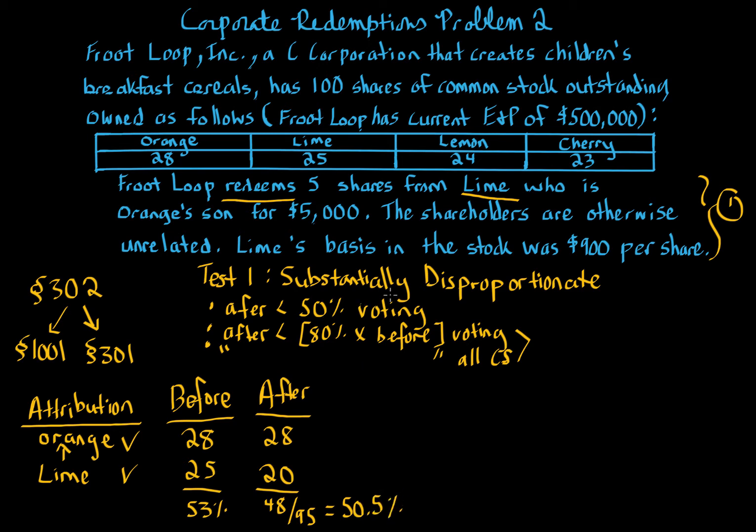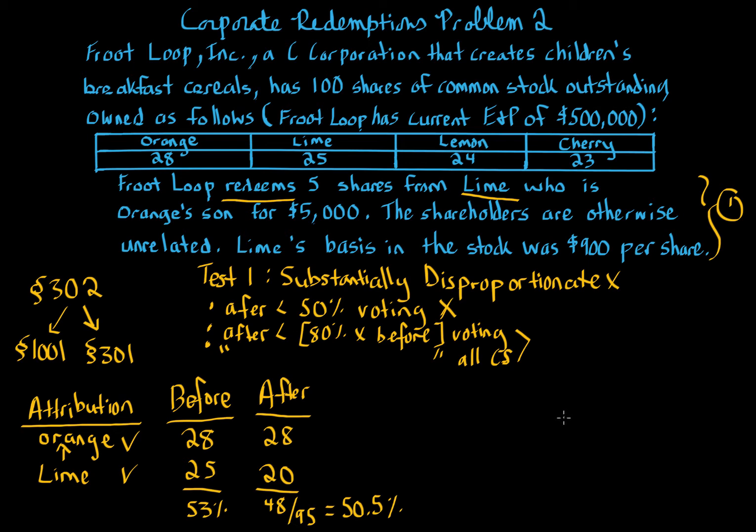So if we're looking at the substantially disproportionate test, we fail the first one. We don't get substantially disproportionate. So test 1 fails. So test 2 and test 3. Test 2 is complete termination. In order to have a complete termination, even if you had a waiver of family attribution, the shareholder directly cannot own any shares. After this transaction, Lime still owns 20 shares. Therefore, complete termination is not possible.